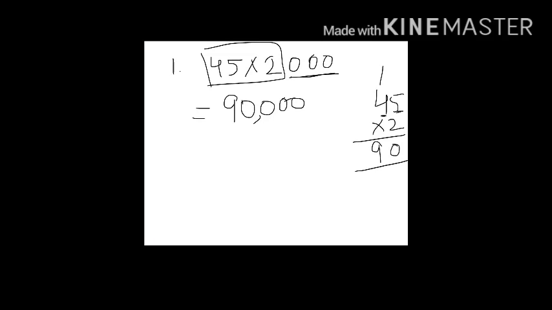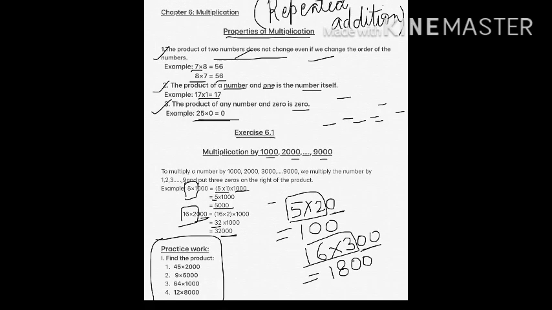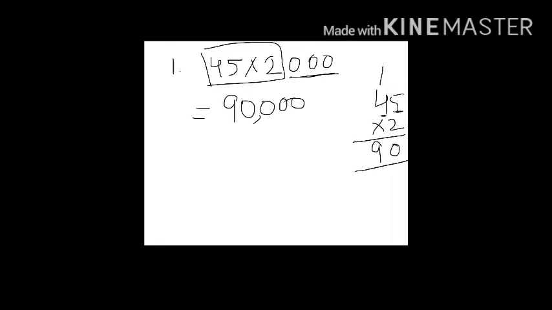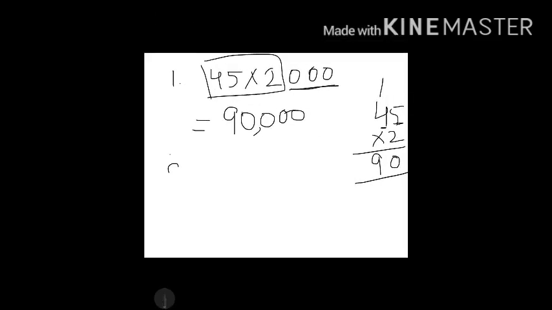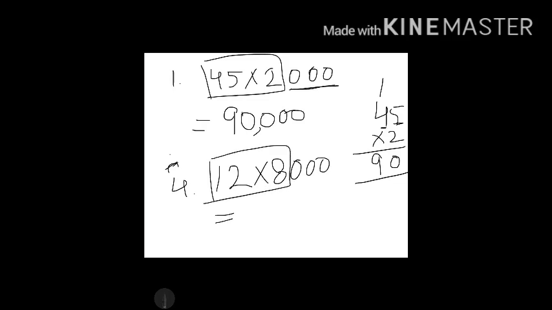Okay, let's take one more example here. That is the fourth one, 12 multiplied by 8,000. So here, this is number 4, 12 multiplied by 8,000. Alright students, what will we do? Simply we will multiply 12 with 8. You know the table of 12? 12 8s are 96. So I will write here 96, and simply I will write 3 zeros in the end. So this is the way of multiplying any number ending with 3 zeros.